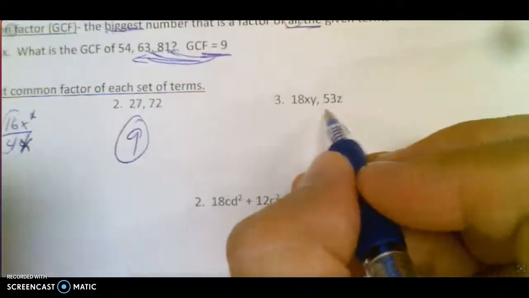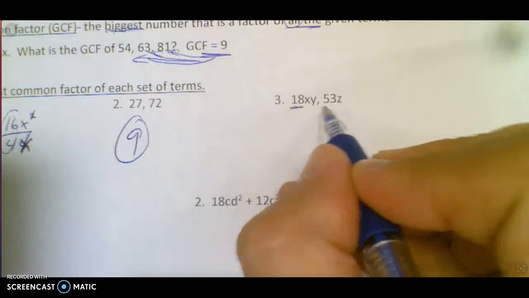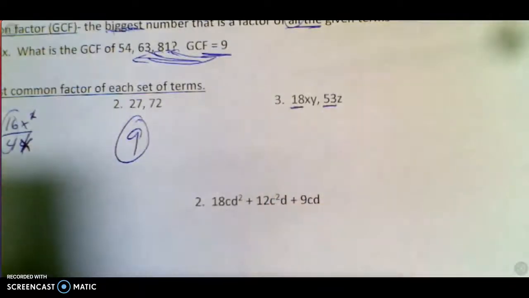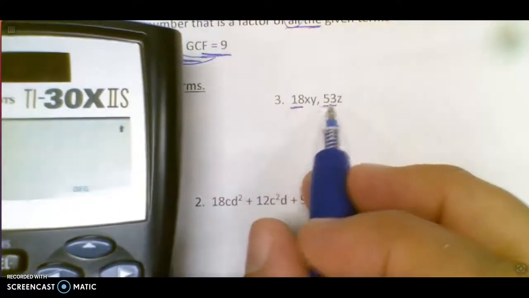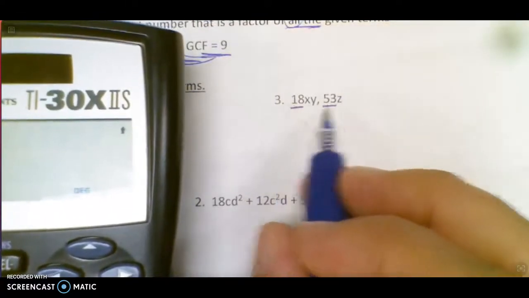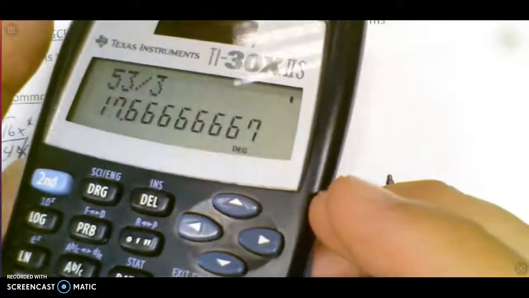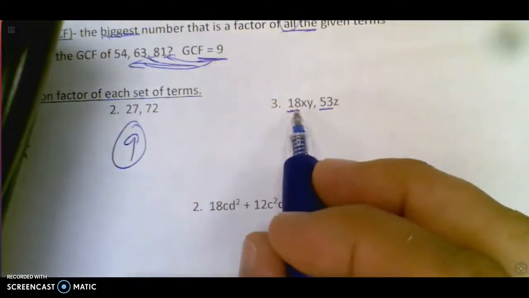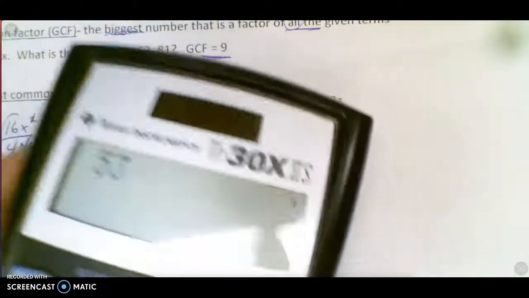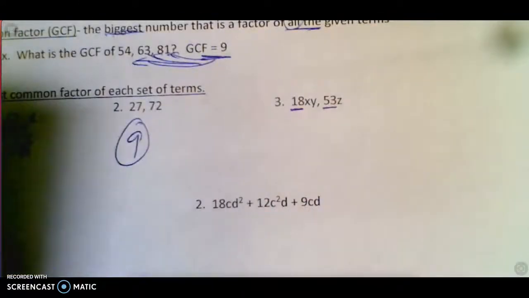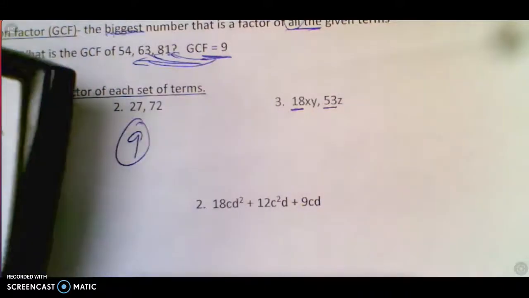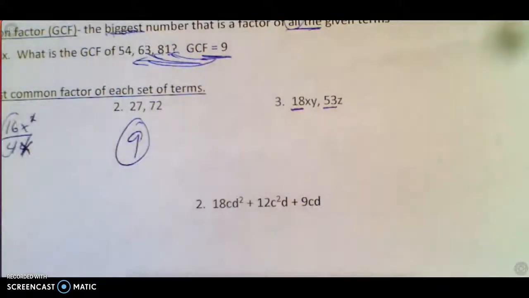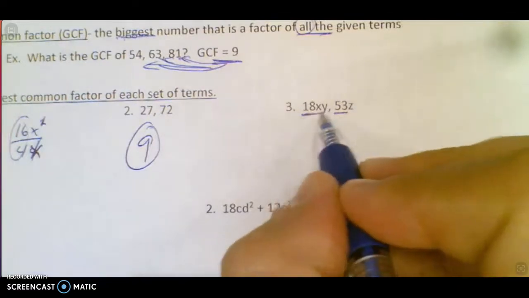Similarly here, what is common to 18 and 53? I could try some of the numbers, like 18 is divisible by 1. That's not a big important number. It's divisible by 3, but if you've tried it, I already know 53 is not divisible by 3. Nope. You could try 6. 53 divided by 6. Not happening. 9, not going to work, if it's already not divisible by 3. So these don't have anything in common.